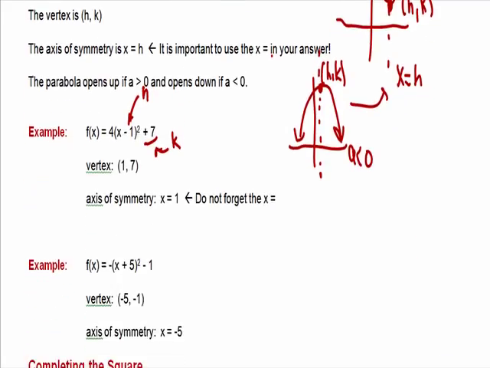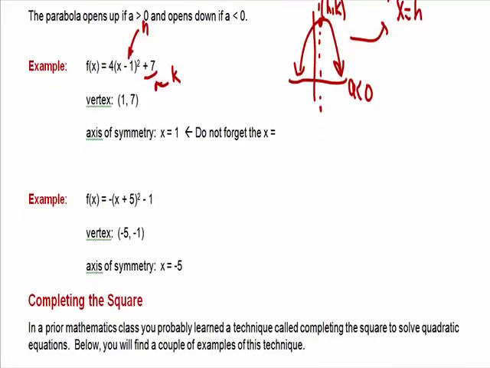Let's take a look at a second example. f of x is negative the quantity x plus 5 squared minus 1. So my vertex here would be negative 5. Remember that my h is what follows the negative. So it would have to be x minus a negative 5. So my vertex would have to have an x-coordinate of negative 5. And then the k is the entire term, including the sign. And so that's negative 1. Using the same principles we did before, the axis of symmetry would be x equals negative 5.